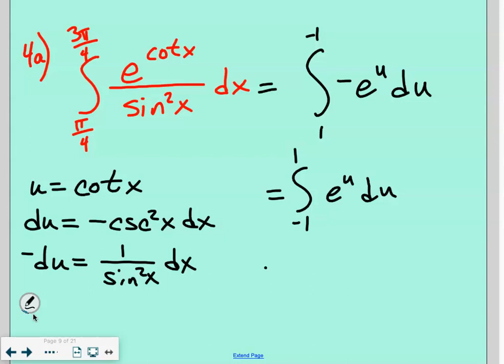Okay. What's the antiderivative of e to the u? E to the u from -1 to 1, so we get e minus 1 over e, or e minus e to the negative first. Kind of fun, right? See, it's not bad.